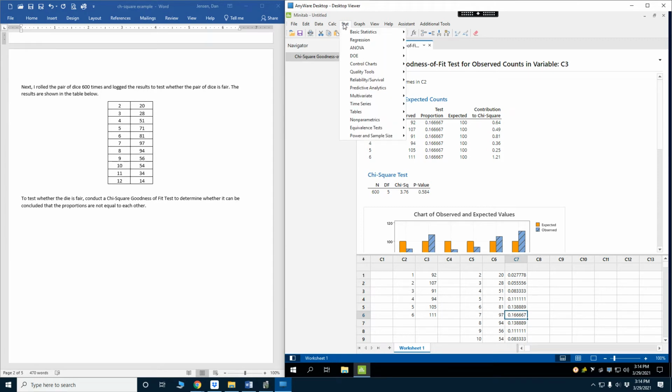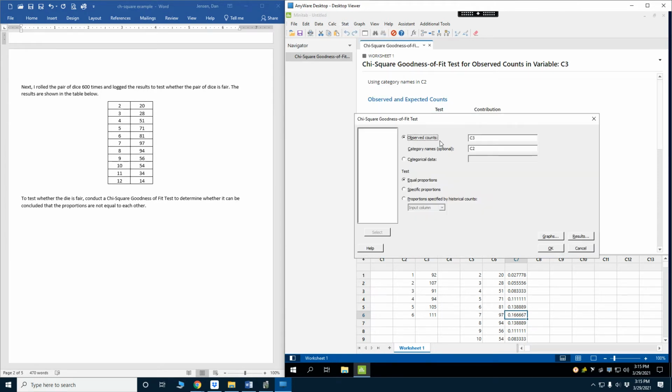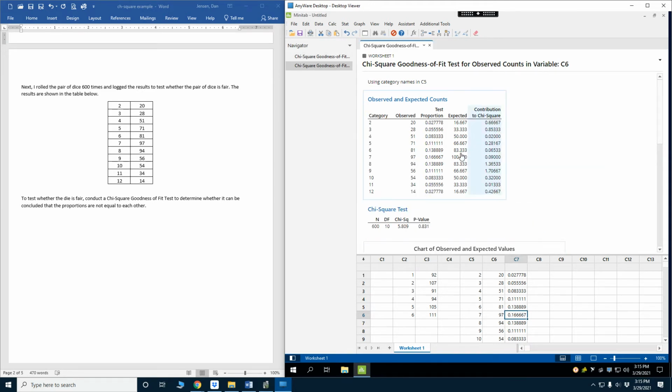Now, Stat, Tables, Chi-Square Goodness of Fit. My observed counts are now in C6. My category names, let's use that as C5. And then my specific proportions, those are the values that we now have in C7. Click OK. And then here's what we would have expected for the 600 rolls.